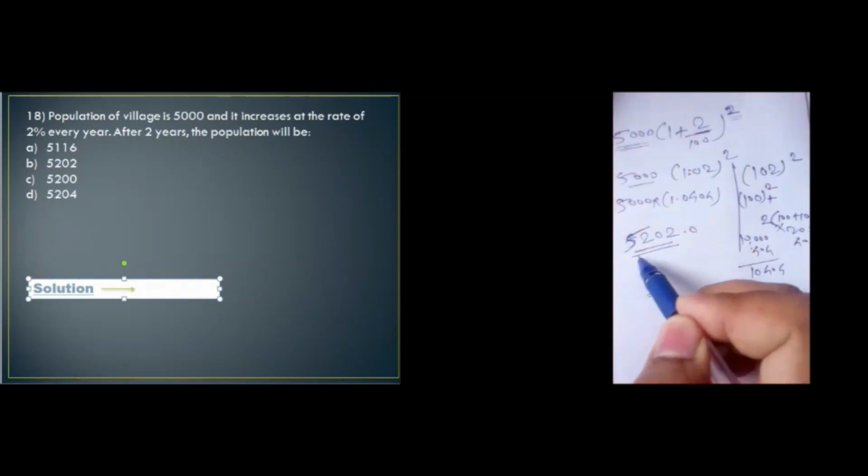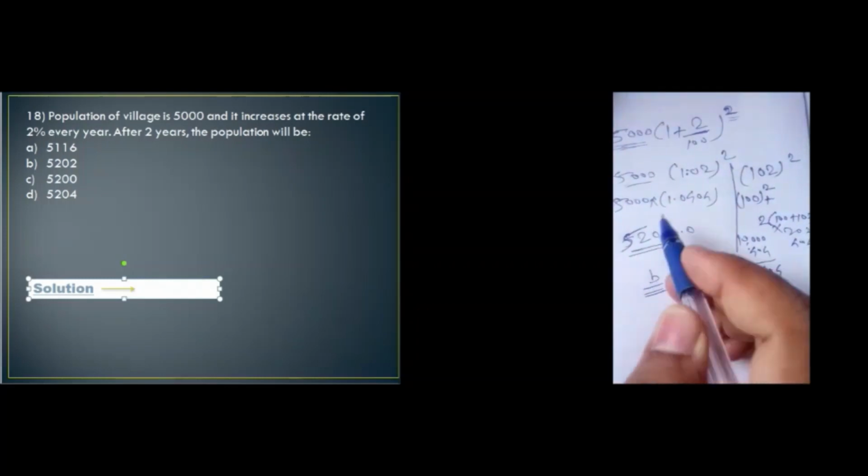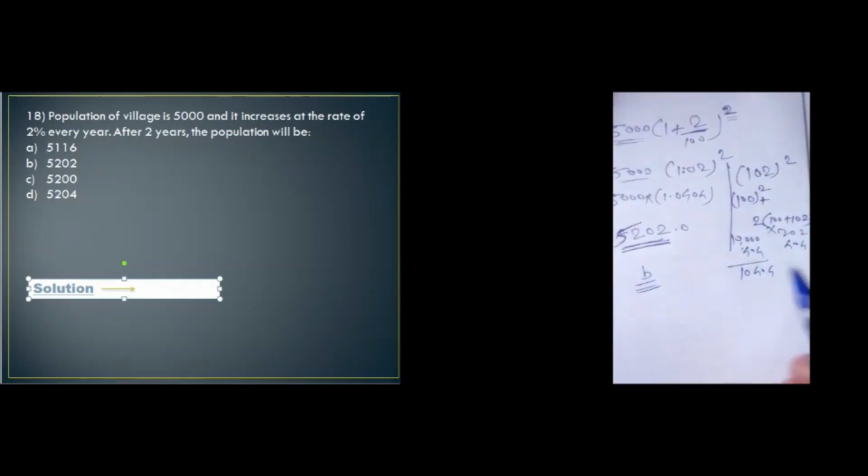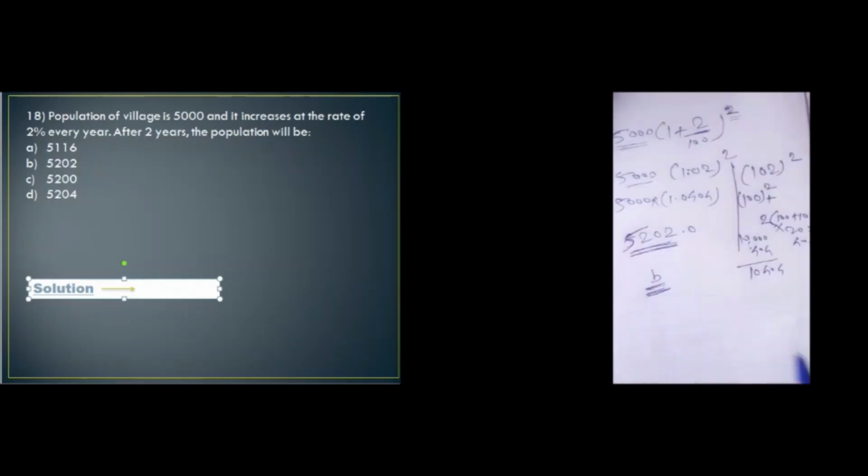So the multiplication of this will come out as 5202. So the final answer is that the population after 2 years is 5202, and the correct option is option B.